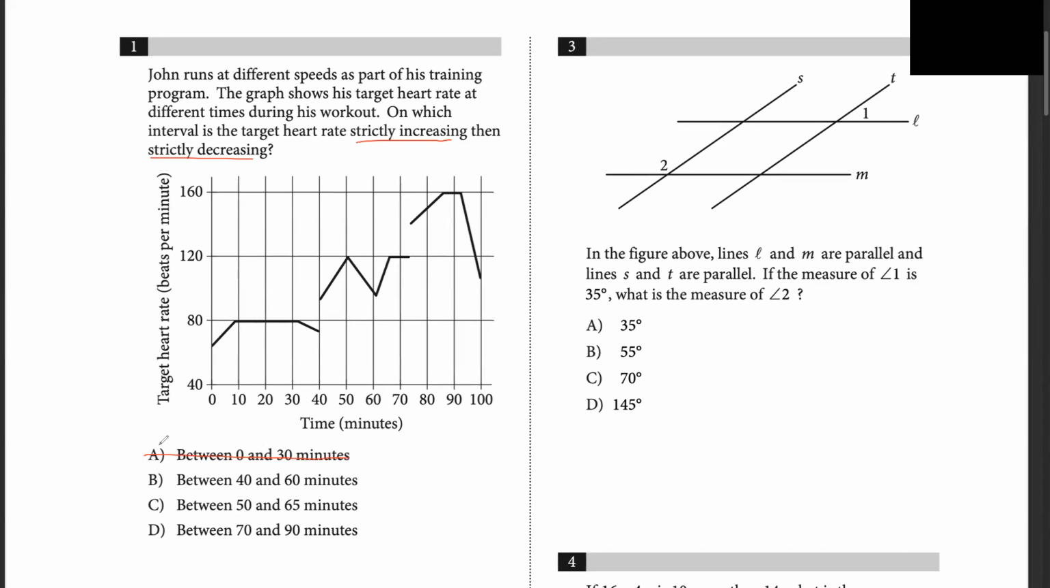If we look at answer choice B, it says between 40 and 60 minutes. So look at that. At 40 to 50 minutes, his heart rate is going up. And then from 50 to 60 minutes, it goes down. So it strictly increases and then strictly decreases. So B is going to be our answer.